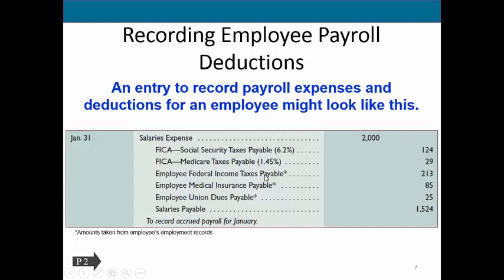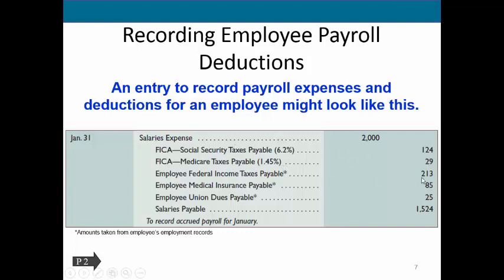These are based on whatever rate is applicable to the specific employee. We have their medical insurance. This is one of those voluntary deductions. And then we have union dues. These are voluntary deductions. So all of these things, $124 for Social Security taxes, $29 for Medicare.